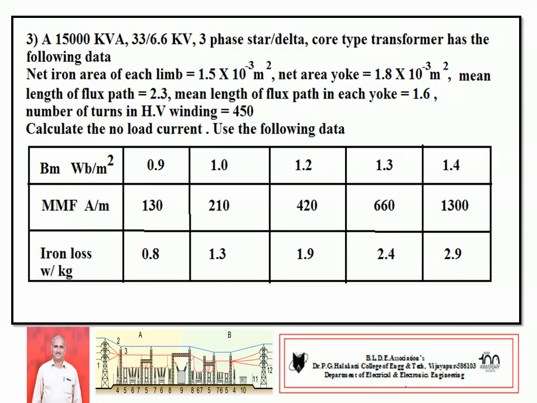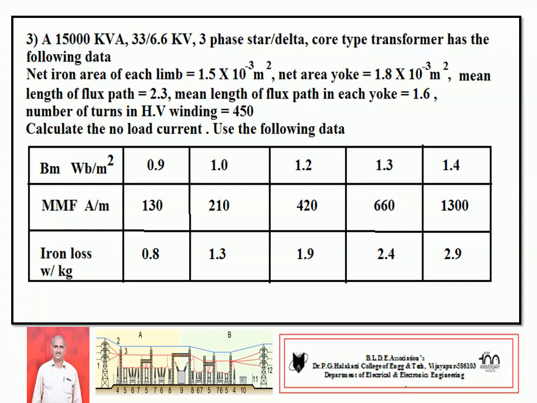A 1500 kVA, 33 kV/6.6 kV, 3-phase star-delta core type transformer has the following data: net iron area of each limb 1.5 × 10^-3 m², net area of yoke 1.8 × 10^-3 m², mean length of flux path in each limb 2.3 m, mean length of flux path in each yoke 1.6 m, number of turns in HV winding 450. Calculate the no load current.